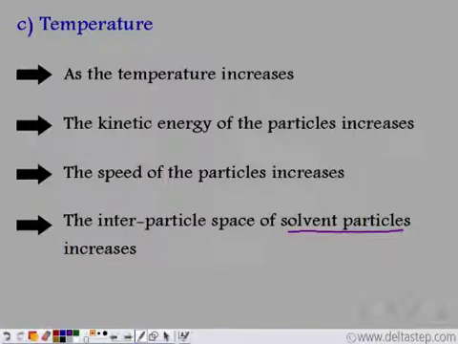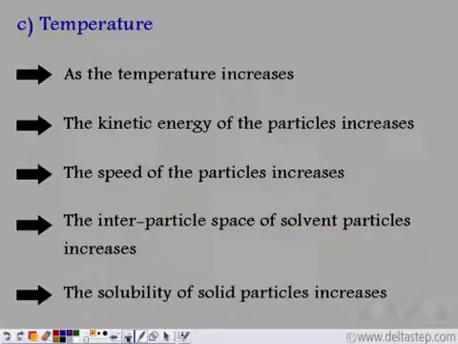This means the space has now increased, so a greater number of solute particles can now be dissolved in the solvent, so the solubility increases. On increasing the temperature of the solvent, there is greater space available for the solute to be dissolved, and so with the increase in temperature, the solubility of the solid particles increases. So the effect of temperature is that on increasing the temperature, the solubility of the solid particles increases.